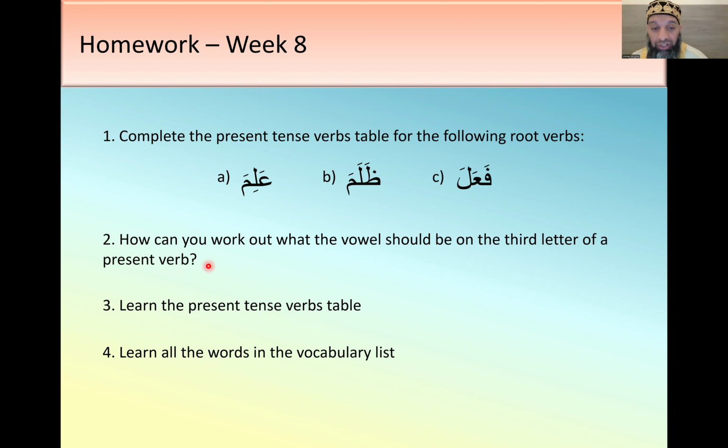You can't work it out because it's individual for the different verbs. So each verb has its own vowel. You could guess and maybe get it right. You could think, does this come in the Quran? Have I heard it like this? No. Is it this one? Ah, I know, it's this one. You can maybe figure it out yourself, but really you need to know it from the dictionary, from the vocabulary table. Learn the present tense verb table because it's everywhere, you need it. And learn the words in the vocabulary list.